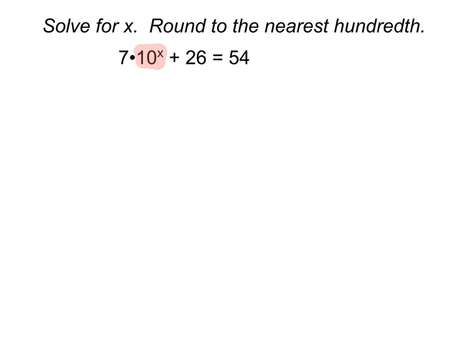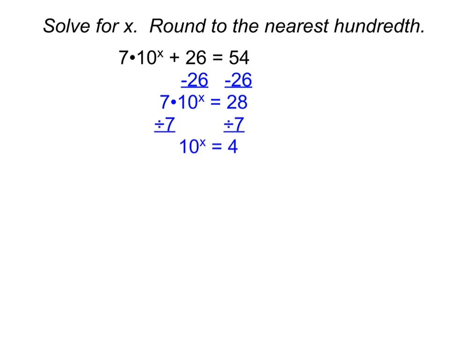And because I am solving the equation, I am undoing it. I go backwards through the order of operations. And so the very first thing I want to get rid of here is the addition. So I'm going to go ahead and subtract 26 from both sides. And now that I've done that, I can get rid of the 7 that's being multiplied by 10 to the x. And so I divide both sides by 7. And that gives me now 10 to the power of x equals 4. At least the numbers are fairly pretty.